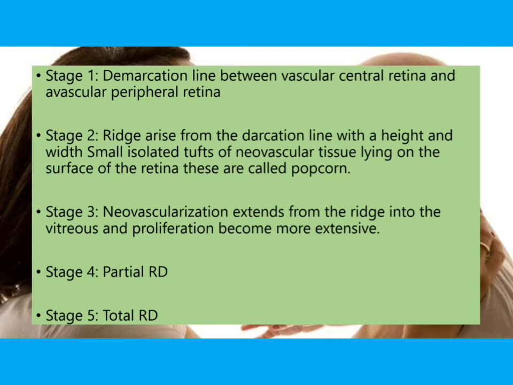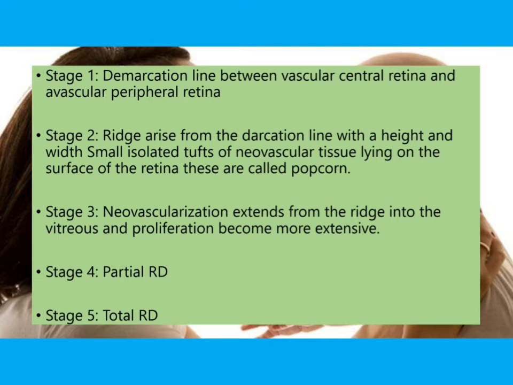Now in stage 2, a ridge forms. Ridge means the demarcation line becomes ridge-shaped, that means it has height and width. Small isolated tufts of neovascular tissue, called popcorn, will appear, and neovascularization of the retina starts in stage 2. In stage 3, the neovascularization extends from the ridge into the vitreous, and proliferation becomes more extensive.